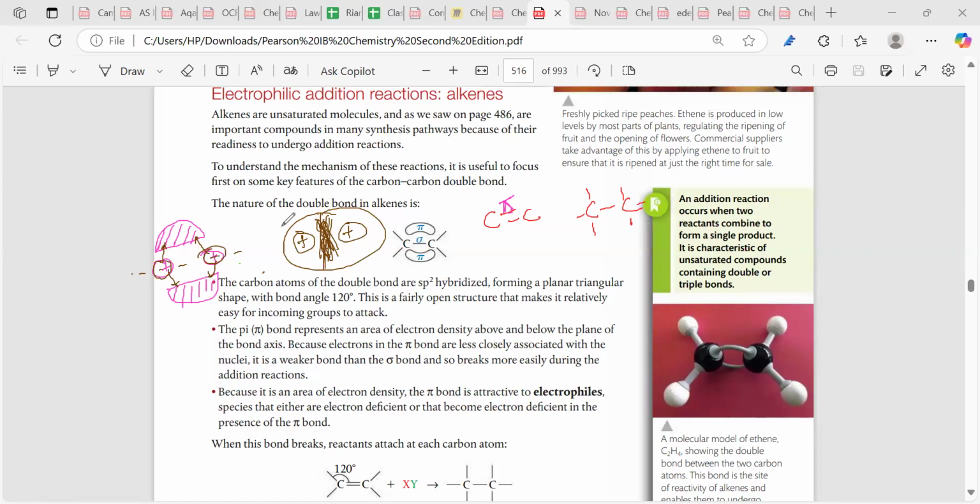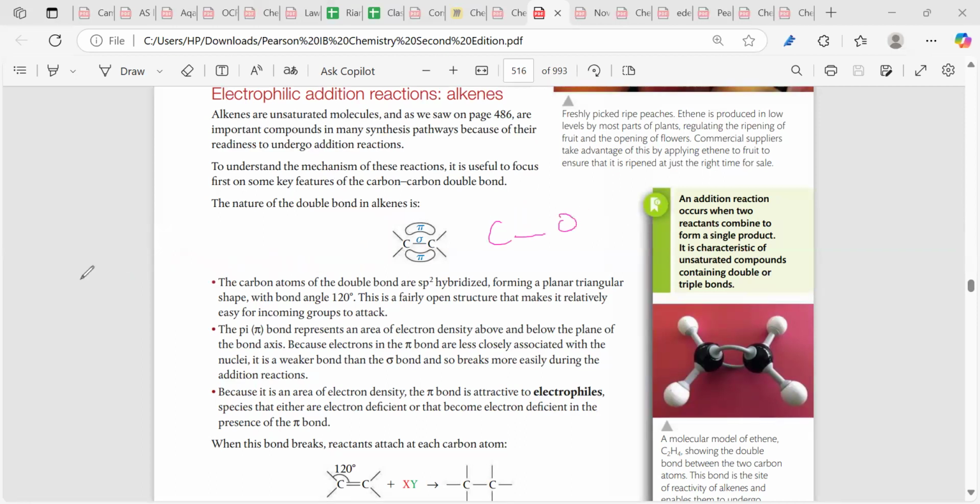Now, an alkene will be much more reactive because it has a pi bond, right? A pi bond is a loosely held electron cloud, and thus this will be the site of reactivity. If you see, a pi bond will be a site of reactivity because you're having a loosely held electron cloud.